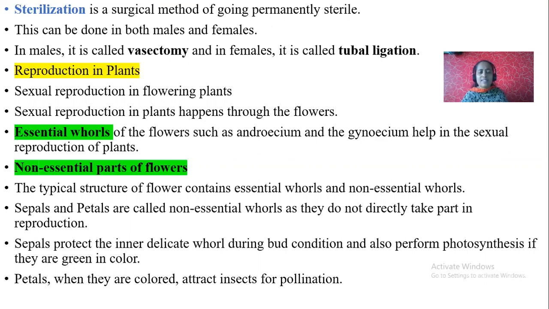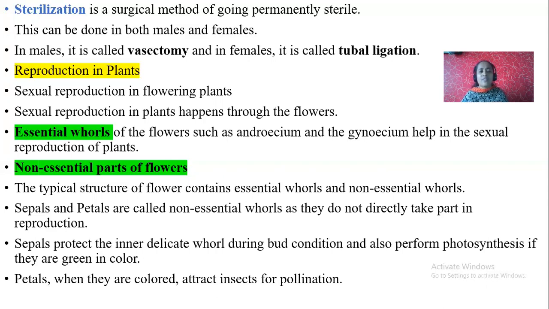Sexual reproduction in plants happens through flowers. Flowers are the reproductive parts. So, in a flower, the parts are classified into 2 types: essential whorls and non-essential whorls. Let us see what those are. Whorls in the sense a layer. So, what are essential parts in a plant? As the name indicates, which is essential for reproduction. The parts of a flower which are required for reproduction.